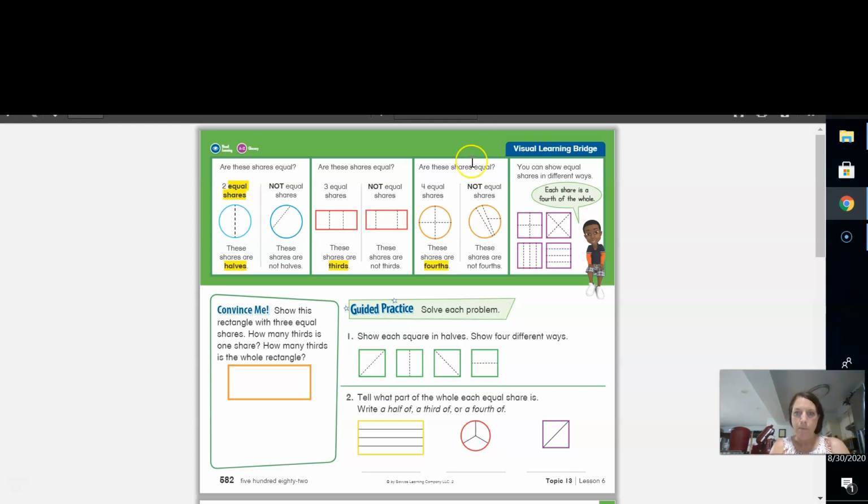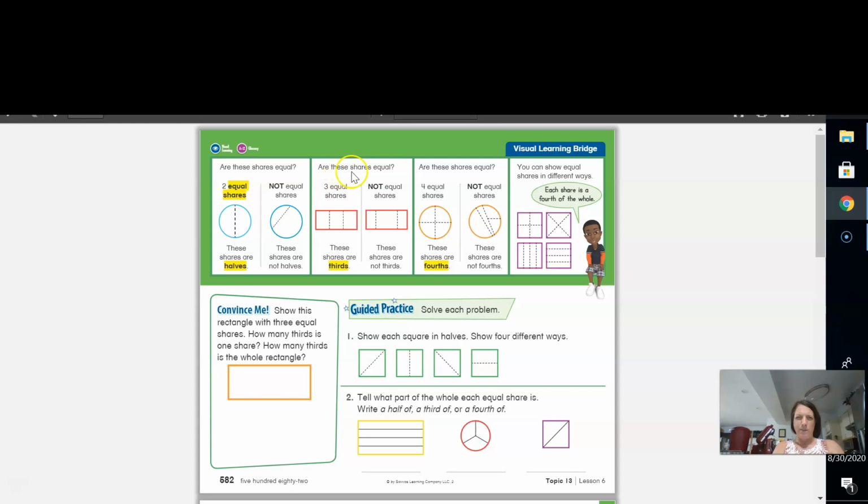We're going to look at the top here. It says, are these shares equal? Two equal shares. These shares are halves. So they've divided the circle and both sides are exactly the same, which makes them equal shares. This is not equal shares. These shares are not halves. This one's a little tiny piece and this one's a great big piece.